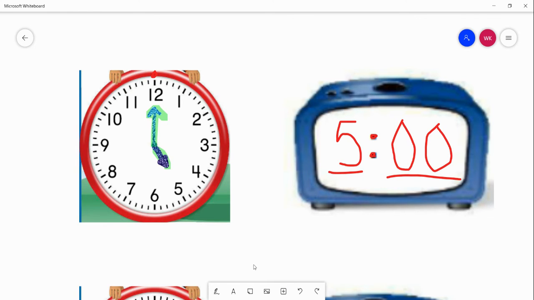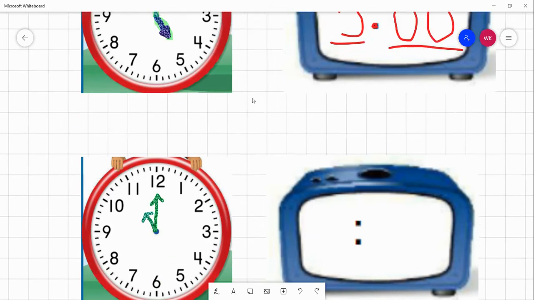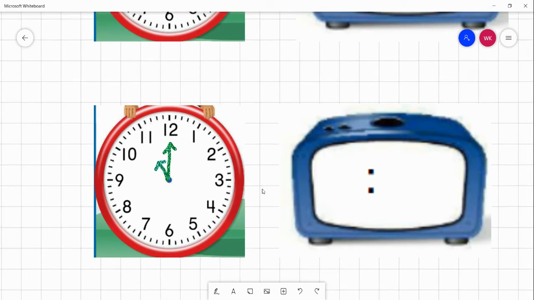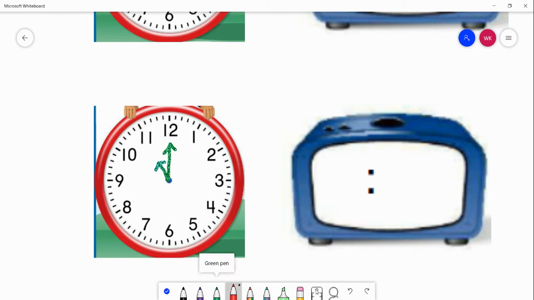I have one more I want you guys to do. Remember, you can always pause the video if I'm going too fast. There's one more that I want you guys to do on your own. So go ahead and pause this video again. I want you to figure out what time it is and then write it down on a digital clock, and then go ahead and press play when you guys are ready again.